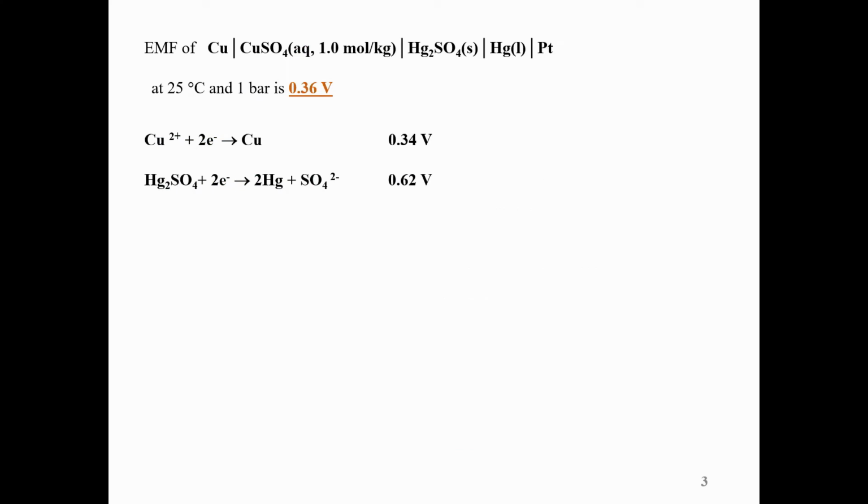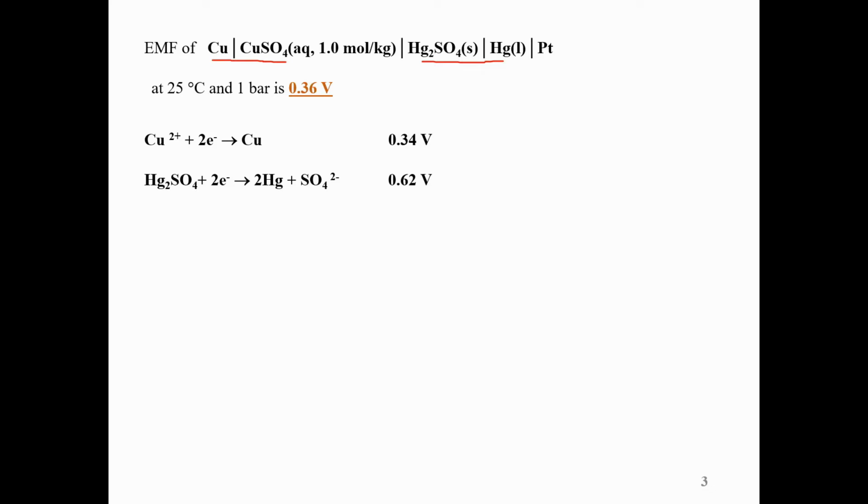Coming back to the problem, the cell given in this question has an anodic part containing copper and copper sulfate, and a cathodic part with mercury sulfate and mercury. And the EMF is 0.36 volt at 25 degrees Celsius. Reduction potentials for copper and mercury sulfate are 0.34 and 0.62 volt.